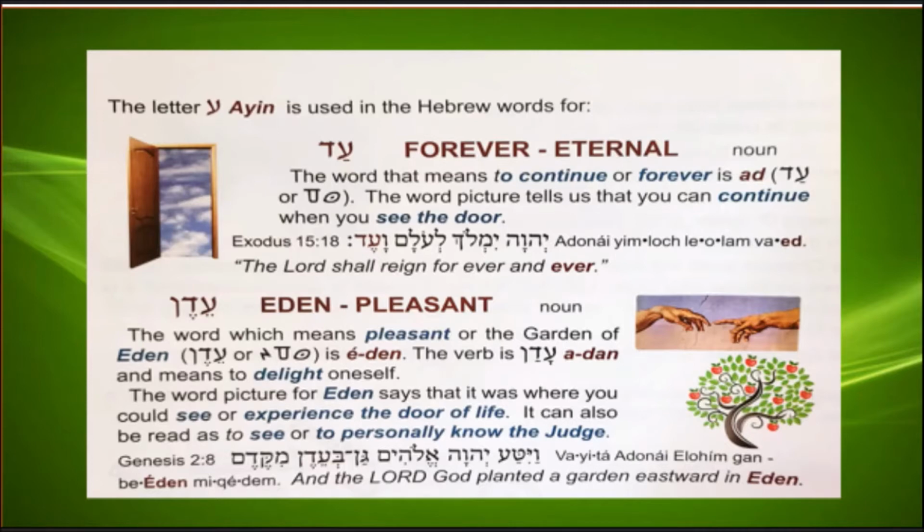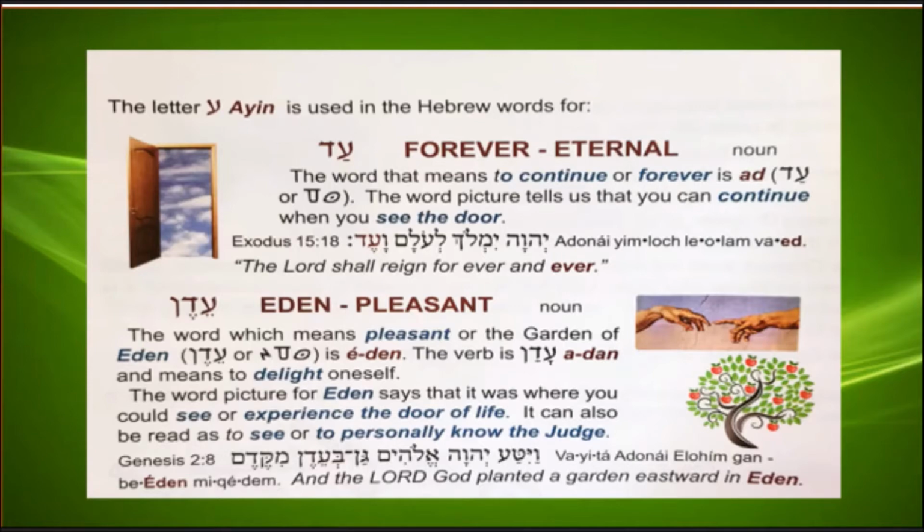Genesis chapter 2, verse 8. And Yahweh Elohim planted a garden in the eastward in Eden, and there he put the man whom he had formed. So we see, if you read these scriptures in the book of Genesis chapter 2, he was put in the Garden of Eden. He could see or experience the door of life. He was given a choice. He was told not to eat of the tree of good and evil. He was given a choice to personally know his judge.